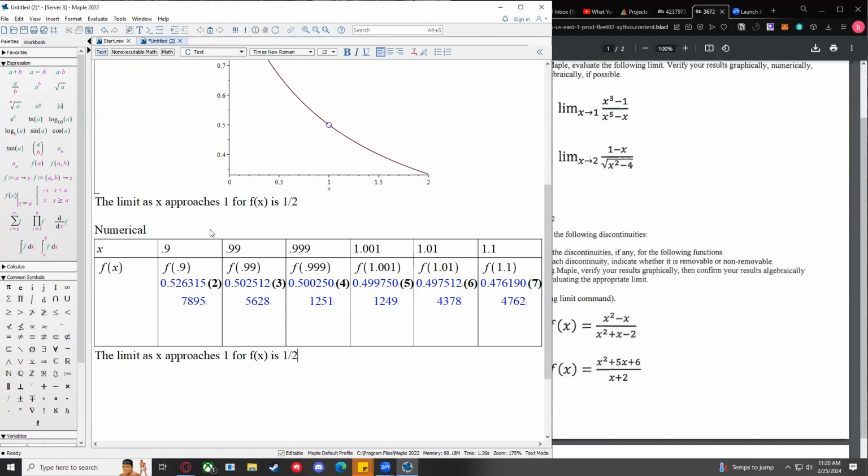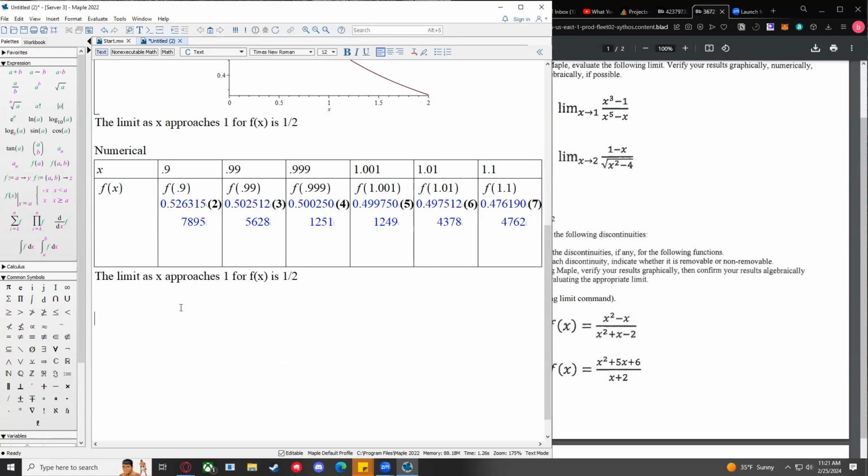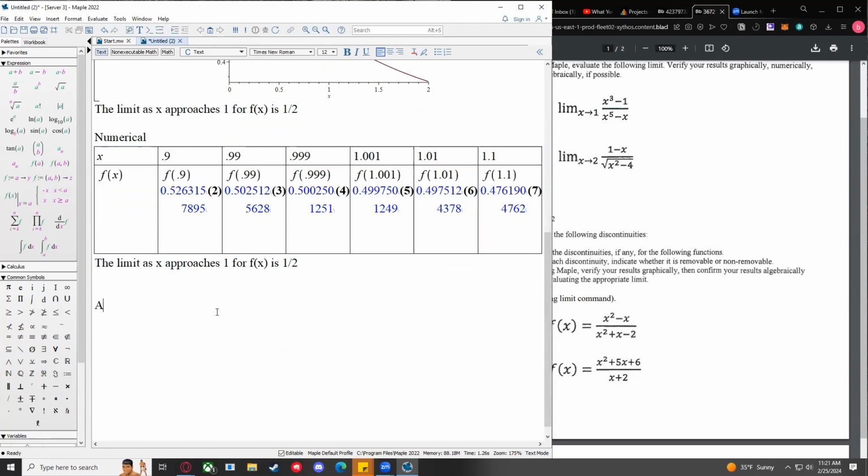Any more questions before we move on from the numerical approach? All right. And so our remaining approach here is the algebraic.